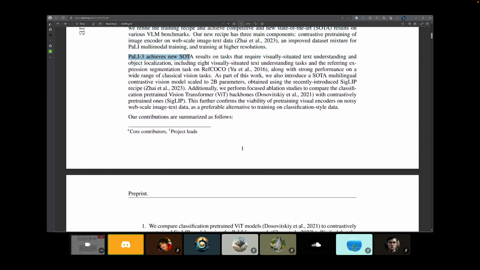PaLI-3 achieves new SOTA results on tasks that require visually situated text understanding and object localization, including 8 visually situated text understanding tasks and the referring expression segmentation task of RefCOCO, along with strong performance on a wide range of classical vision tasks. As part of this work, we introduced a SOTA multilingual contrastive visual model scaled up to 2 billion parameters, obtained using the recently introduced SigLIP recipe.